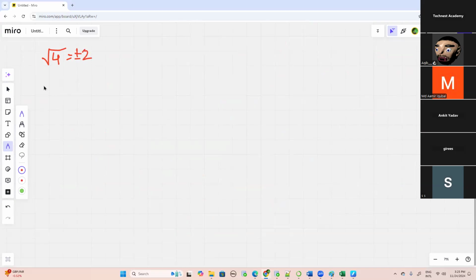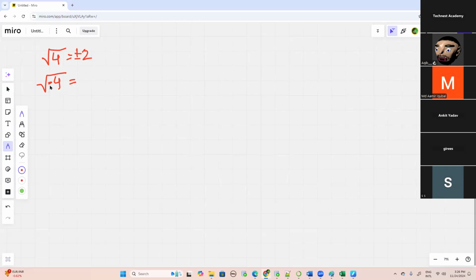Now the next question is, what is the square root of -4? What is the square root of -4? 2i. Anyone else? Minus 2i. Plus minus 2i. Plus minus 2i. Anyone else?